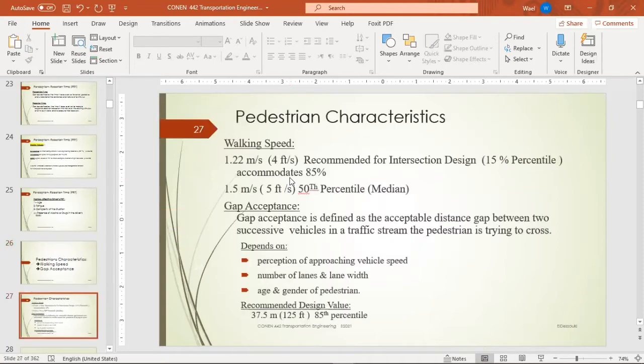Why do we study walking speed? Because while we are designing, for example, a traffic signal timing, we need to allocate sufficient green time such that pedestrians can safely cross a street. So the 85th percentile, or the 15th percentile, that's the minimum speed for pedestrians, is 4 feet per second, which is 1.22 meters per second. This covers 85% of the population. However, there are 15% of the public who walk at lower speed than this. Those usually require some assistance in crossing the streets, okay?